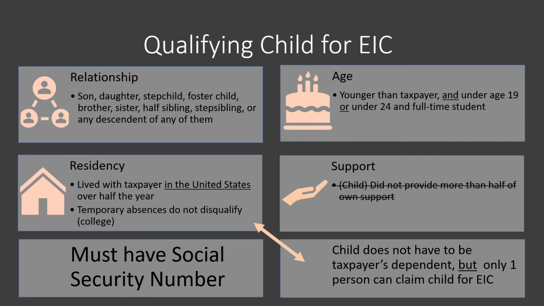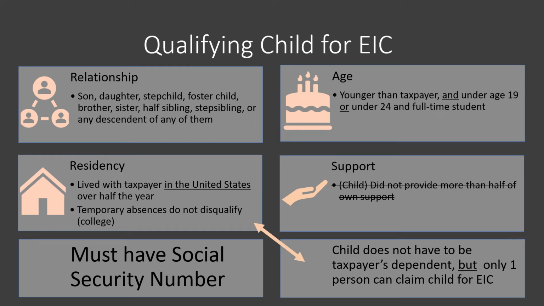The support test is not part of qualifying child for EIC, but in addition to the 4 major tests there, the child must have a Social Security number in order to qualify for earned income credit. So if we have a family come in and some of the children have ITINs and some have Social Security numbers, then only children with Social Security numbers can be qualifying children towards this credit.